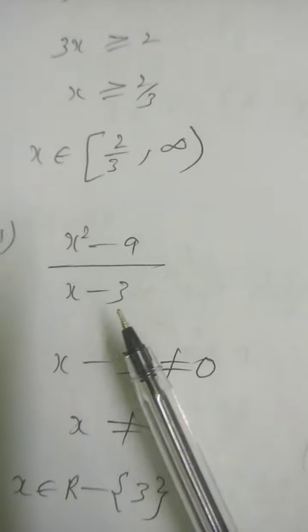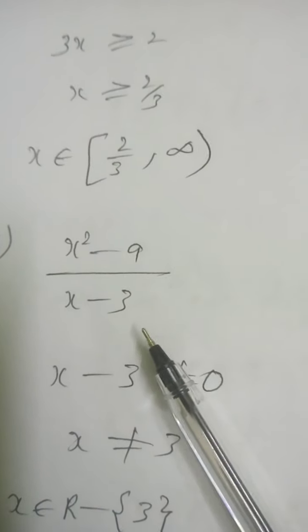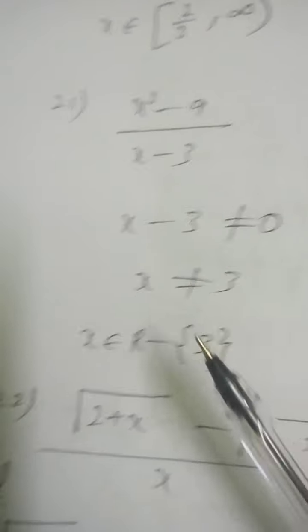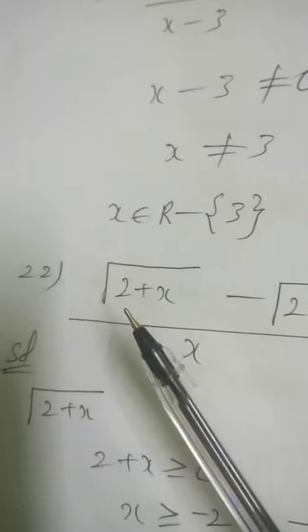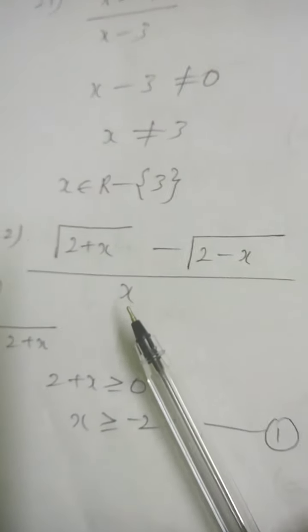x square minus 9 by x minus 3 is given. Here the restriction is that the denominator should not be equal to 0. So x minus 3 is not equal to 0. x is not equal to 3. That means x belongs to R minus 3. Under root 2 plus x minus under root 2 minus x by x. So we will consider all these terms separately.